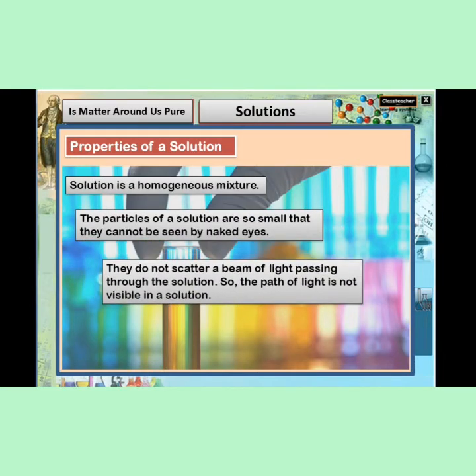Next point is that they do not scatter a beam of light passing through a solution. The path of the light is not visible in a solution. Basically, this property is known as Tyndall effect. We study about it in colloidal particles, but solutions actually do not show it. What does the Tyndall effect mean? In the Tyndall effect, whenever light passes through any particles, it will scatter. So whenever scattering occurs, this is known as a Tyndall effect. But in case of solutions, this scattering does not occur. So that's why you can say that this is a type of solution.